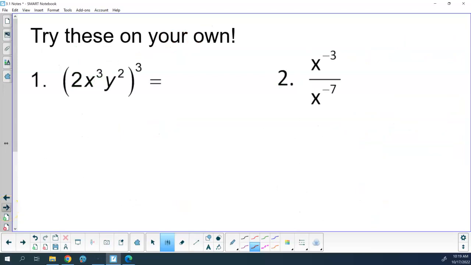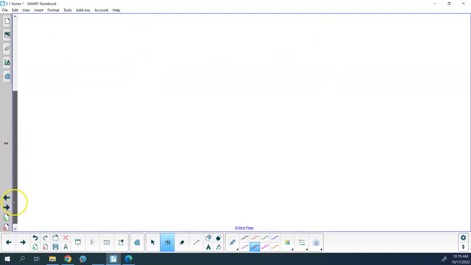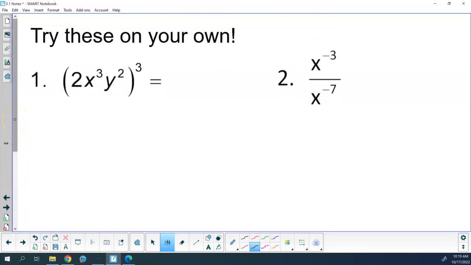Okay. So now let's try some of these on your own. I think there's 2 on this slide, and I think there's 4 on the next one. So try these 2 on your own.